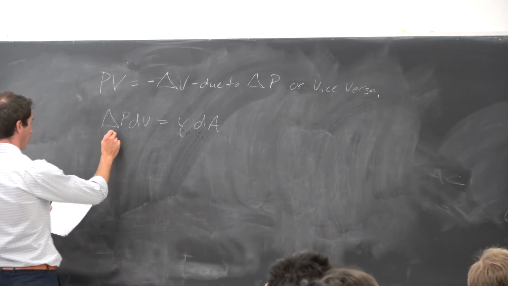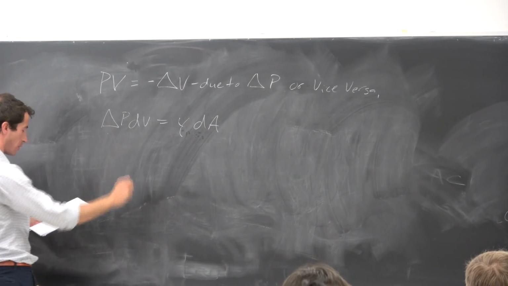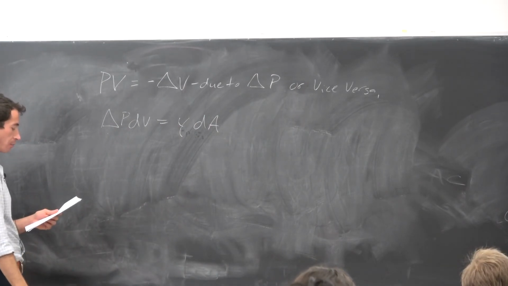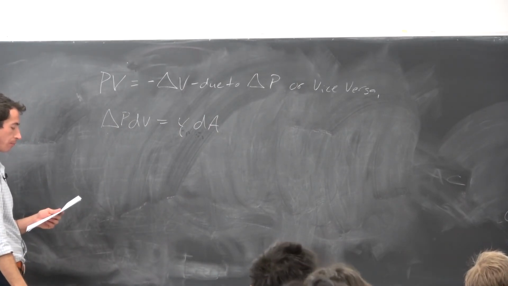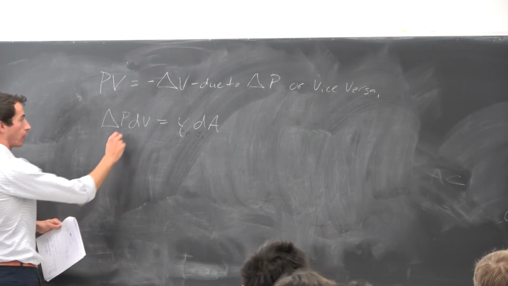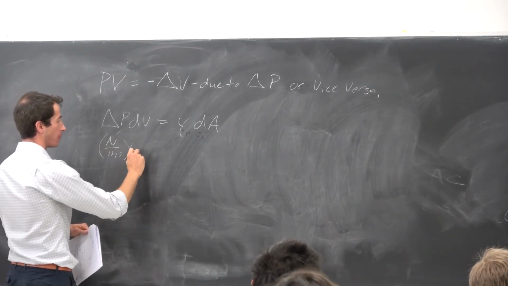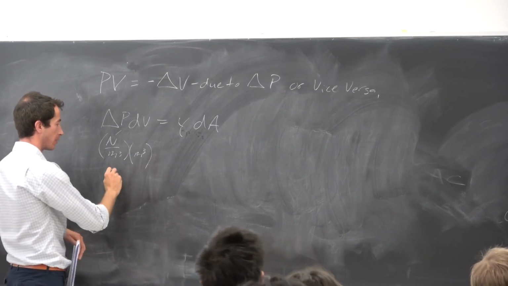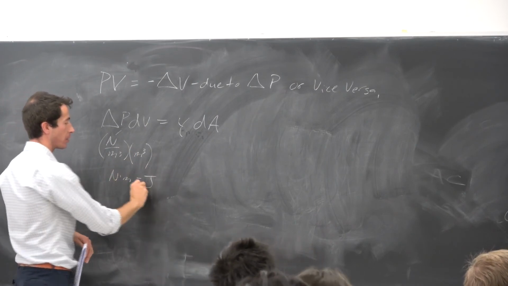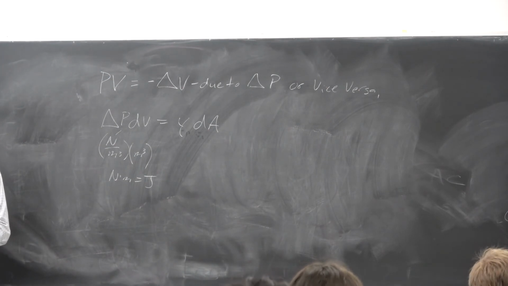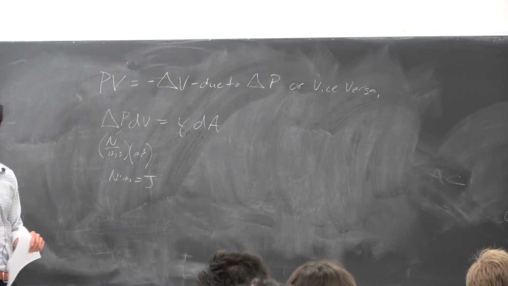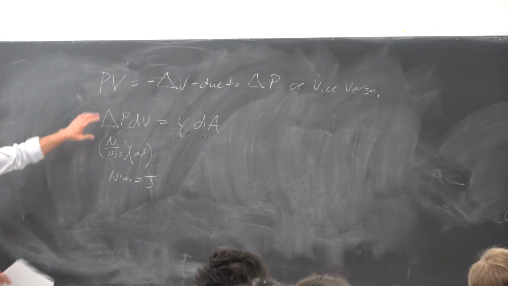Okay, and here just our units are what? Newtons per meter squared times meters cubed, which again gives us Newton meters, which is joules. Okay, yeah. What is that top equation? Is it dV is equal to negative delta V?